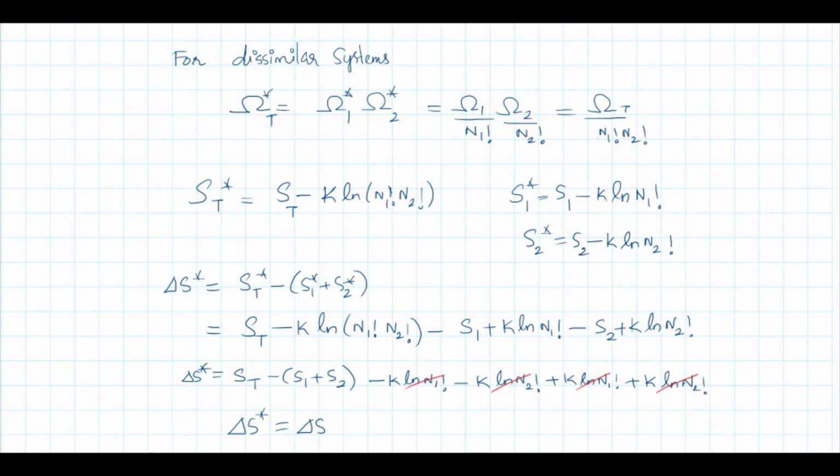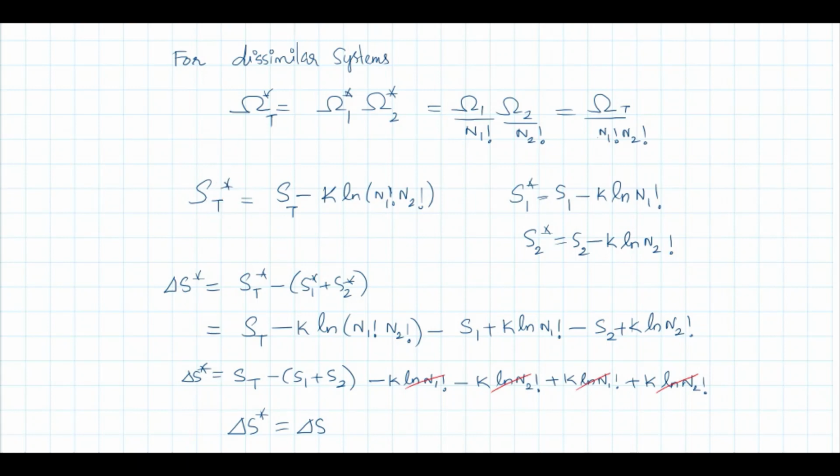Two systems: the first system can have omega 1 star microstates, and the second system can have omega 2 star microstates. Then for the combined system, the number of microstates will be the product of the two. So that is omega 1 by n1 factorial, omega 2 by n2 factorial. That is omega t. Omega 1, omega 2 is the old number of microstates, omega t divided by n1 factorial, n2 factorial.